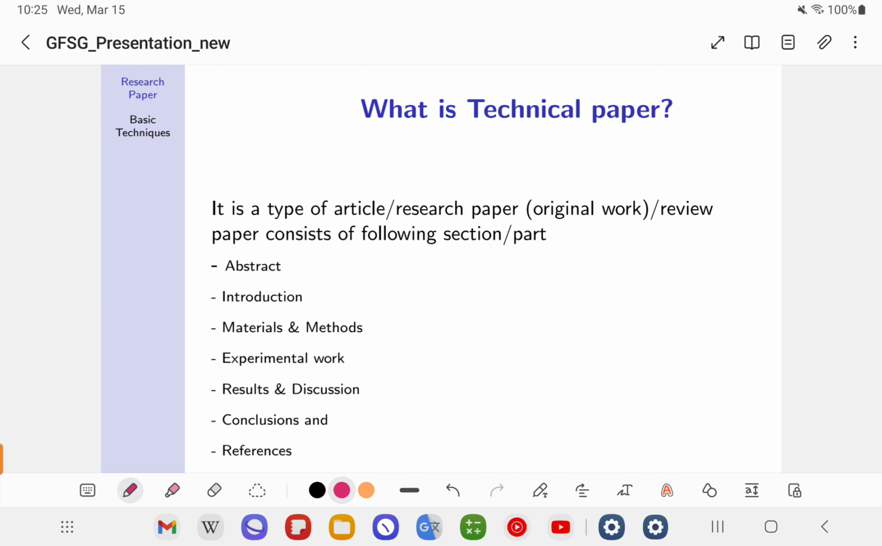So what do we mean by a technical paper? It is an article or research paper, of course your original work. If you want to publish it, the work has to be original. You cannot take someone's paper and submit it. Of course, a review paper is another part where you can take different papers and write your own. It's not difficult, but it needs a lot of work to be done. So right now I'm concentrating on how to write your original work in paper form.